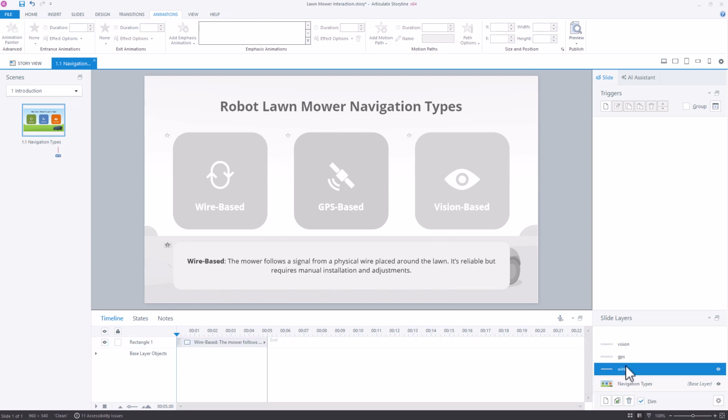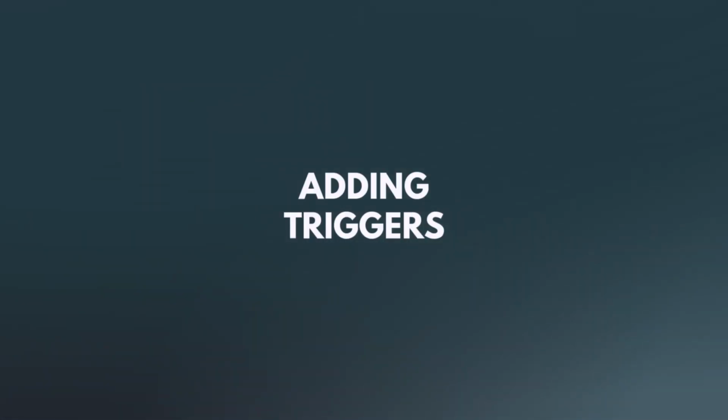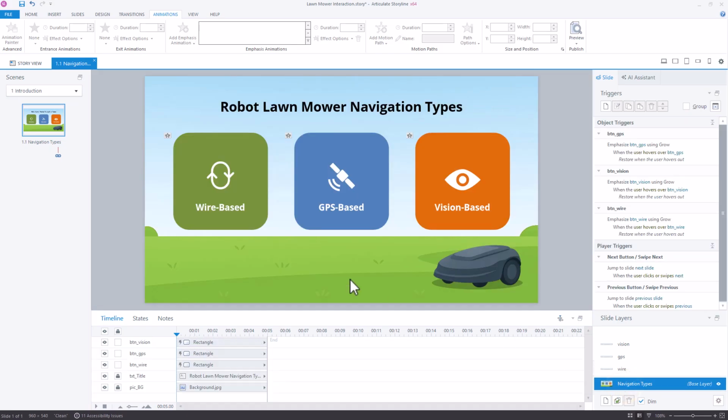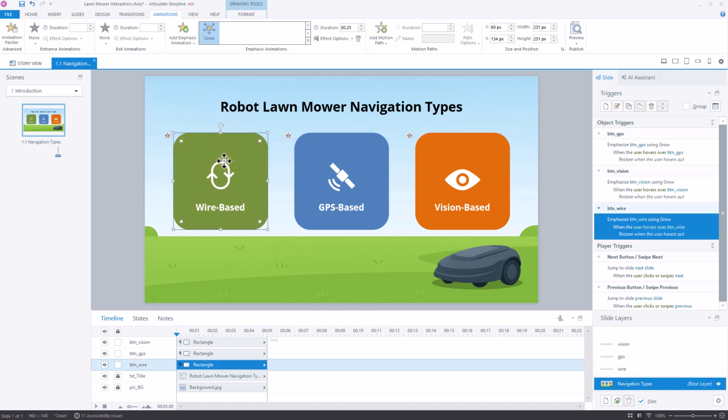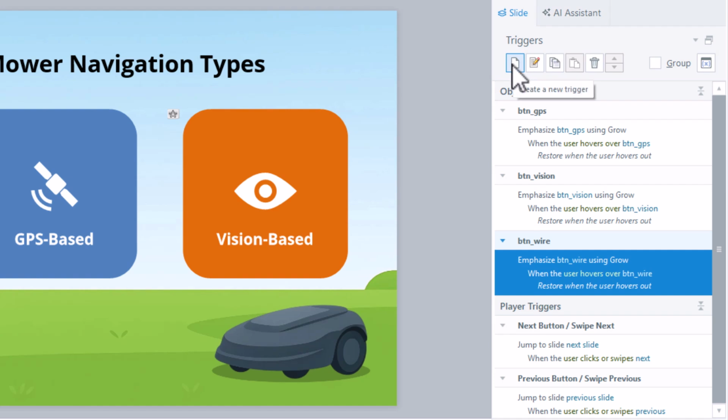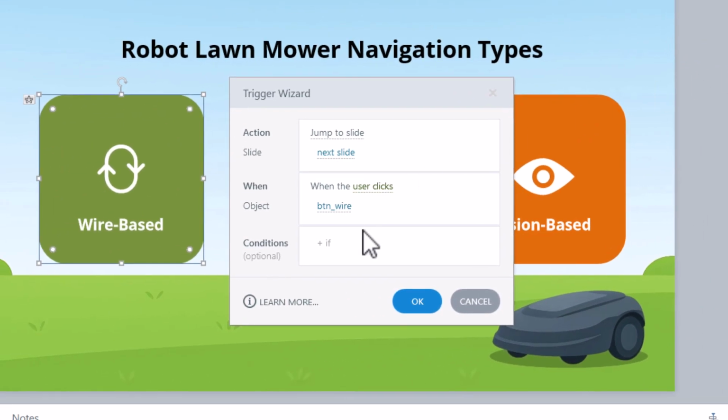Now we have all our layers, and now we just need the logic. We need to add triggers to tell Storyline that when the user clicks on these buttons, we want to show the layers. So on our base layer, select the first button and then add a new trigger right here in the triggers panel. And it will automatically be when the user clicks button wire.